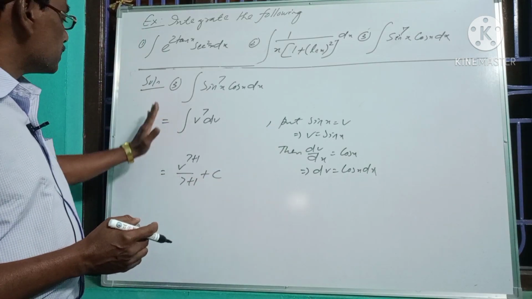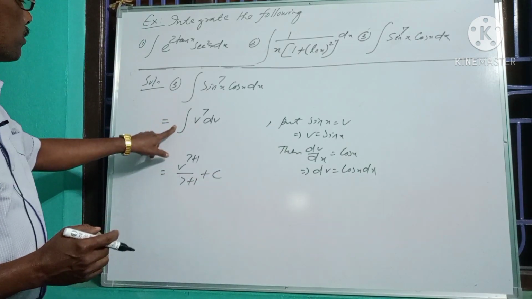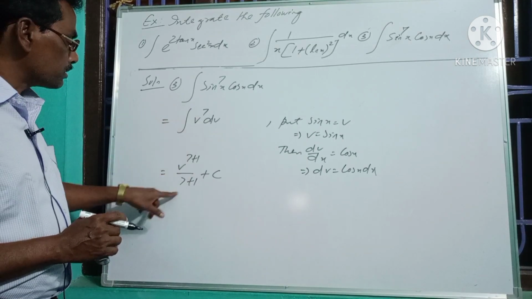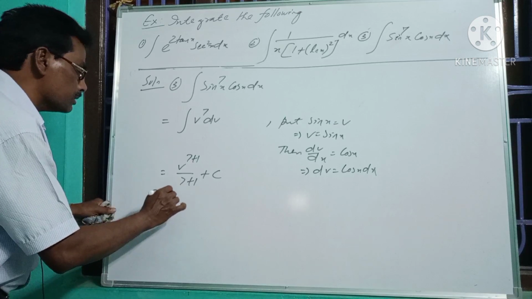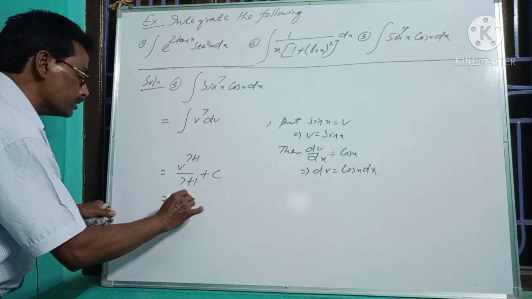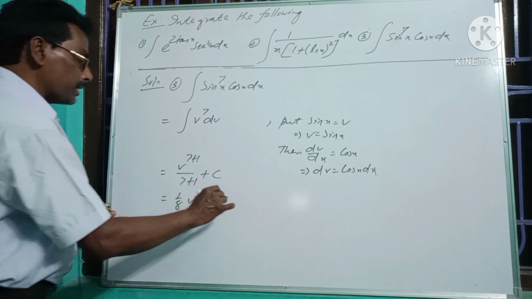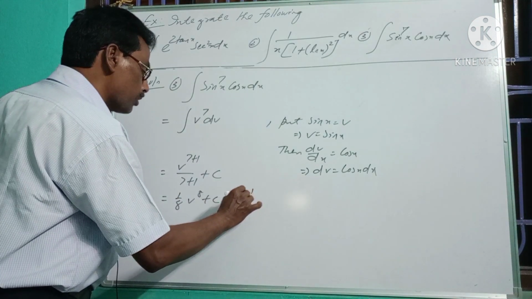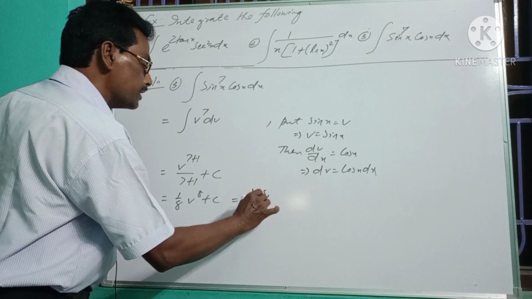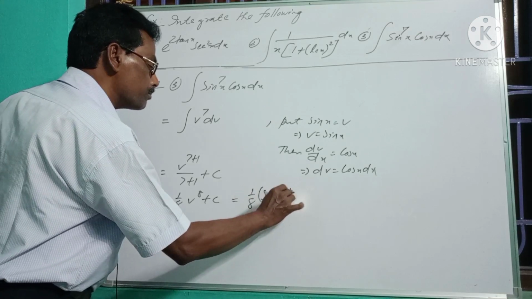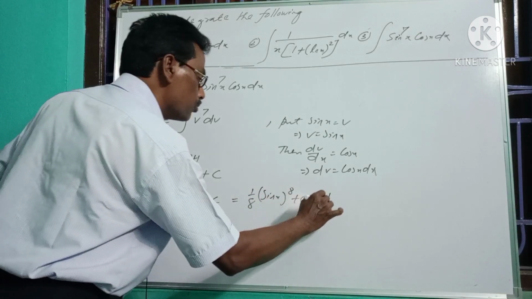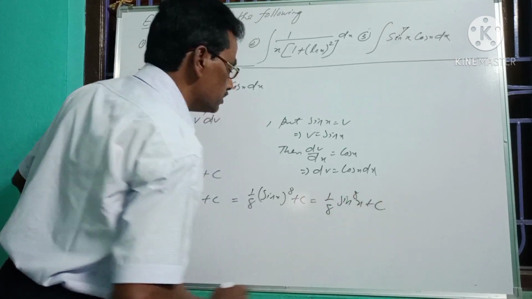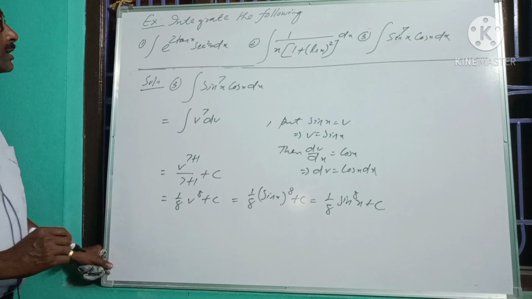So in this process we find that integration of v to the power 7 with respect to v is v to the power 7 plus 1 by 7 plus 1 plus c. After simplifying, it will give us 1 by 8 into v to the power 8 plus c. Now finally, replacing v as sin x, we get 1 by 8 into sin x to the power 8 plus c, that is 1 by 8 sin to the power 8 x plus c, where c is the constant of integration. Hence the integration is over now.